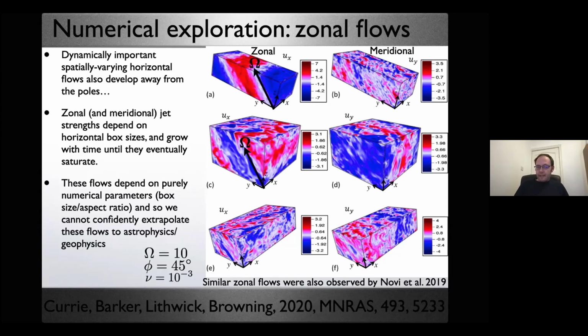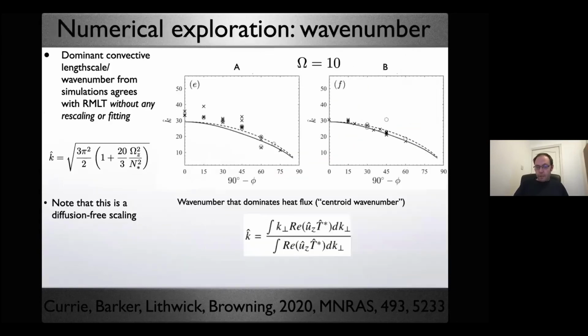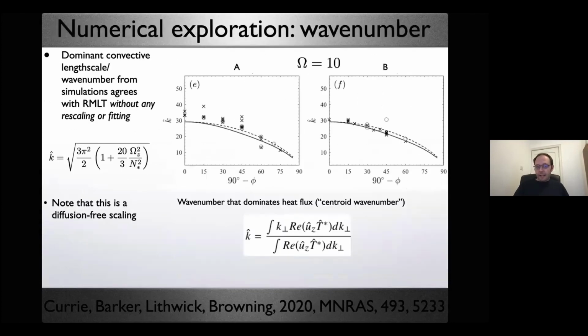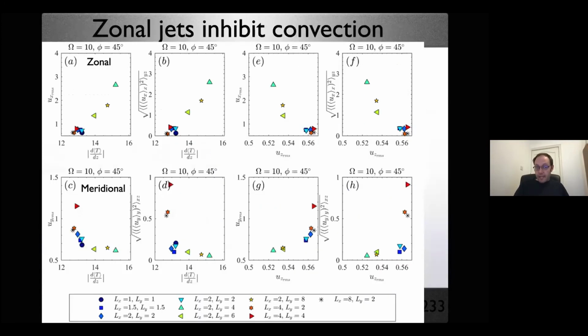And so it's hard to extrapolate these directly to astrophysics and geophysics, because in reality, in a spherical problem, we'd have other effects that would come in to affect these zonal flows. But in these simulations, we can control the strength of these flows by controlling the box size. And what we found is that the previous theory works well in cases when the zonal flows are weak, but cases when they're strong are given by these grey points, and that's where we have quite a departure from the theory. And we can show that zonal flows inhibit the convection.